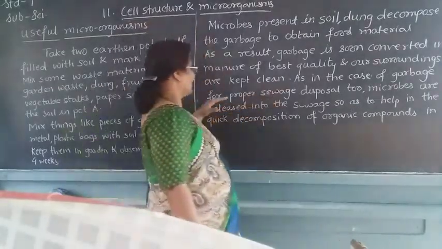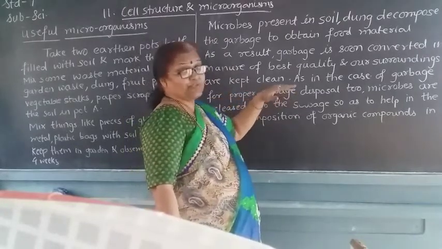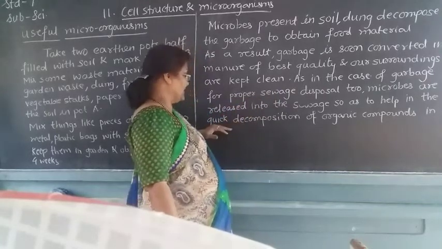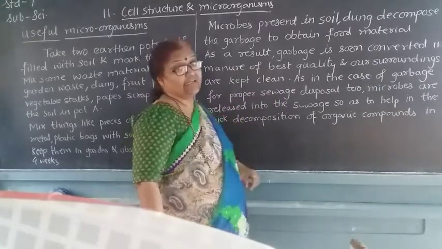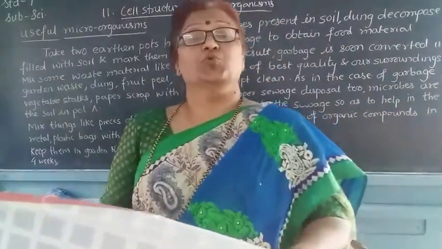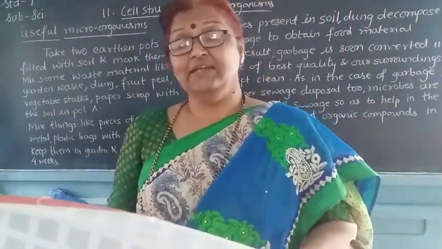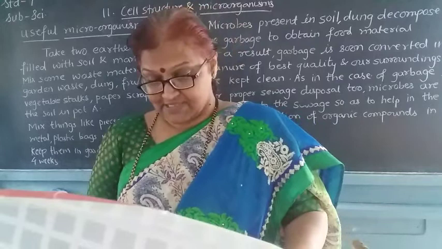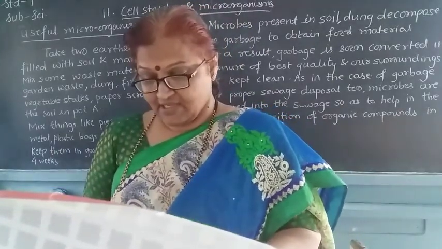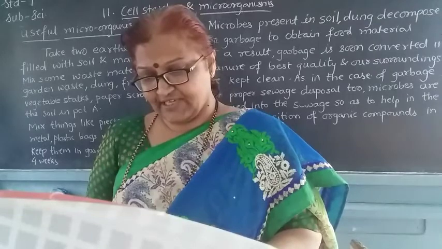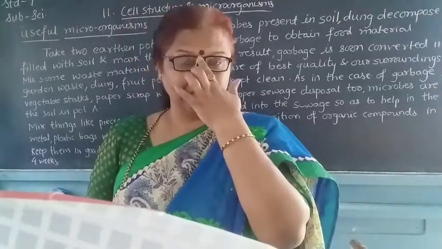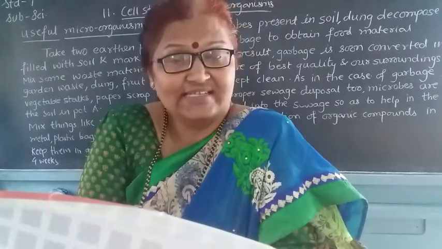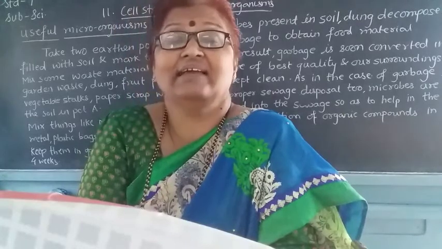As in the case of garbage, for proper sewage disposal too, microbes are released into the sewage to help quick decomposition of the organic compounds. If we want quick decomposition of any material, then we have to add microorganisms. Then see, why should dry and wet waste be collected separately? In our daily life we collect dry waste and wet waste separately. Why are we doing this?